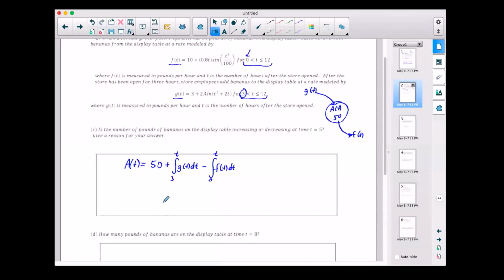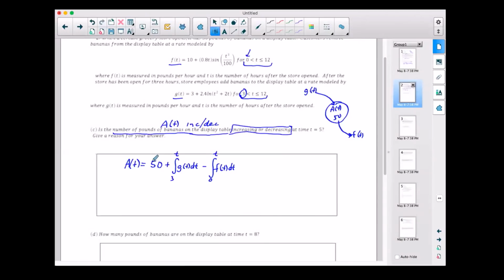Now, why do I want to write this? Because there's a couple of things that this is going to help us with, and you're going to see it here. And the more practice you get just writing this down right away, the easier these problems are going to be to solve. Because part C says, is the number of pounds of bananas on the display table, right? If you look at that phrase, that's just a long-winded way of saying A of t, right? Remember how we said A of t is the amount of bananas on the table, right? So the question is A of t increasing or decreasing? So all this wordy question is asking one simple thing. Is A increasing or is A decreasing?